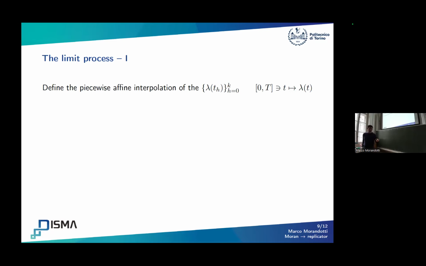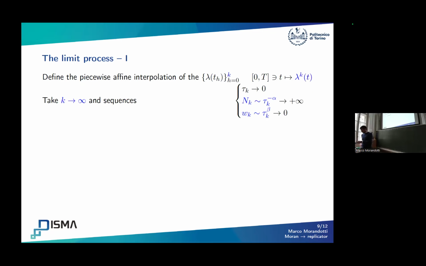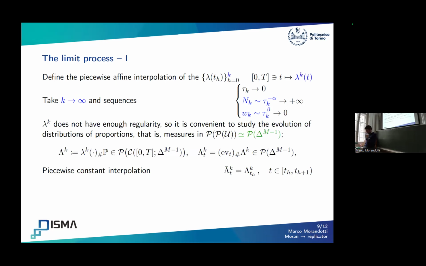Level with the weights, the proportions. I can do a piecewise affine interpolation of the lambda at time steps t_k, and then you obtain a curve defined on the time interval from 0 to T. And then I go back to the sequences that I mentioned already before. The question now is that the lambda k is a little bit too weak to describe an evolution, and it doesn't have enough regularity for technical purposes.